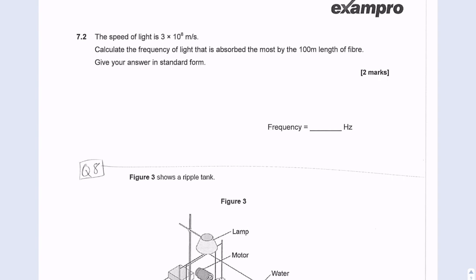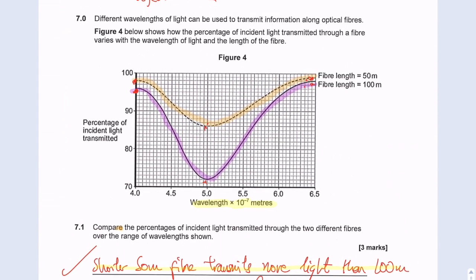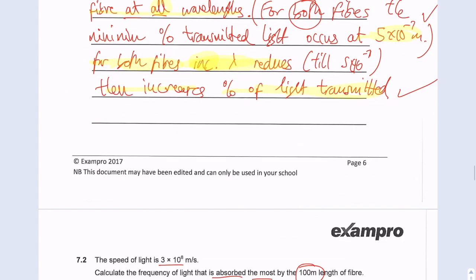Yes, this was a bit of an issue. When it said 100, a lot of people were trying to use 100 in the actual equation. So we're going to think about the formula box. C, what is f? What's the frequency? What's the wavelength? Well, we know the speed of light is 3 times 10 to the 8 because it tells us. And we're trying to calculate the frequency of light that is absorbed the most by the 100 meter fiber. Well, absorbed the most would be when transmission is lowest. So we're looking at this wavelength, which is 5 times 10 to the minus 7.